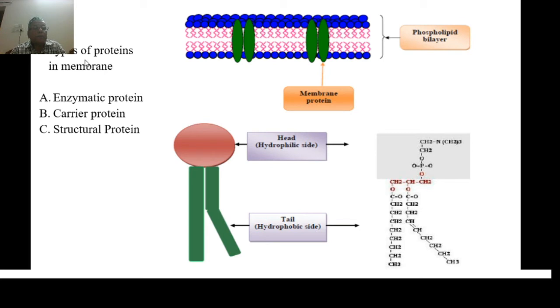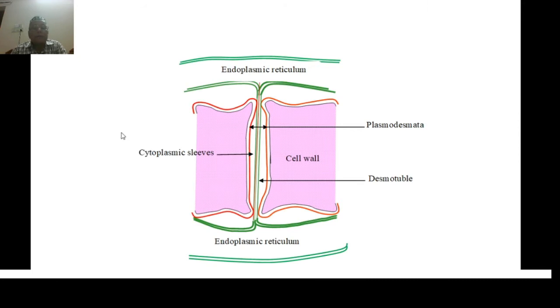Three types of protein are present in the membrane. Number 1, enzymatic protein. Number 2, carrier protein. Number 3, the structural protein. This is the most important: the thread-like connection between two adjacent cells. This is known as plasmodesmata.